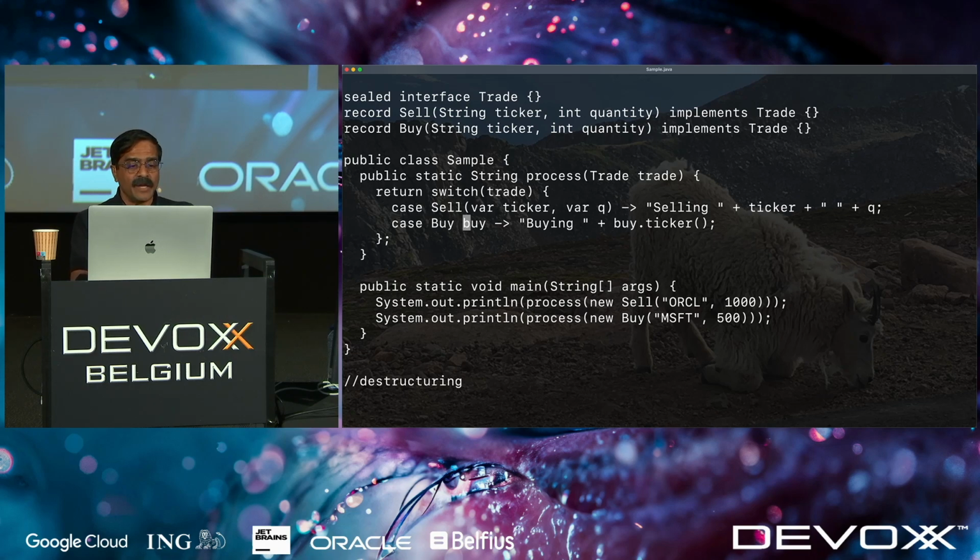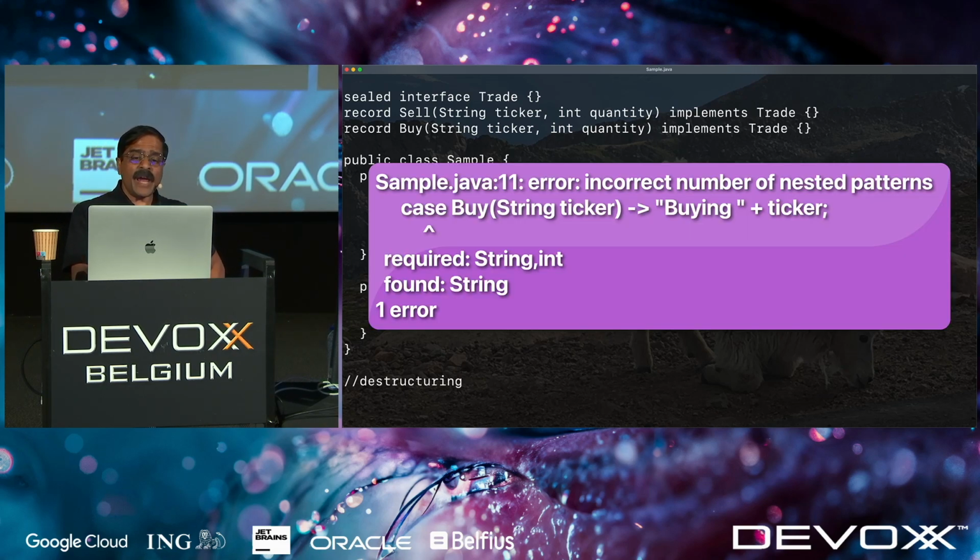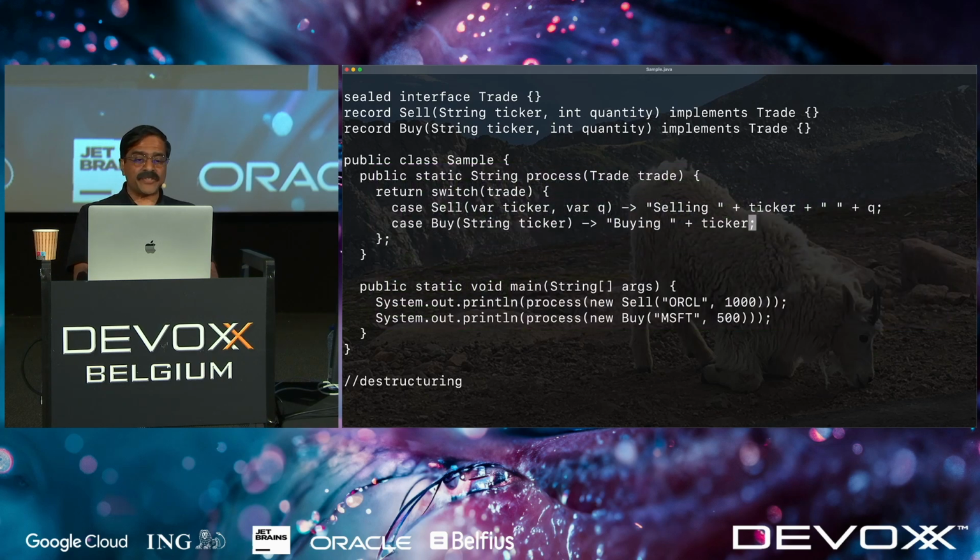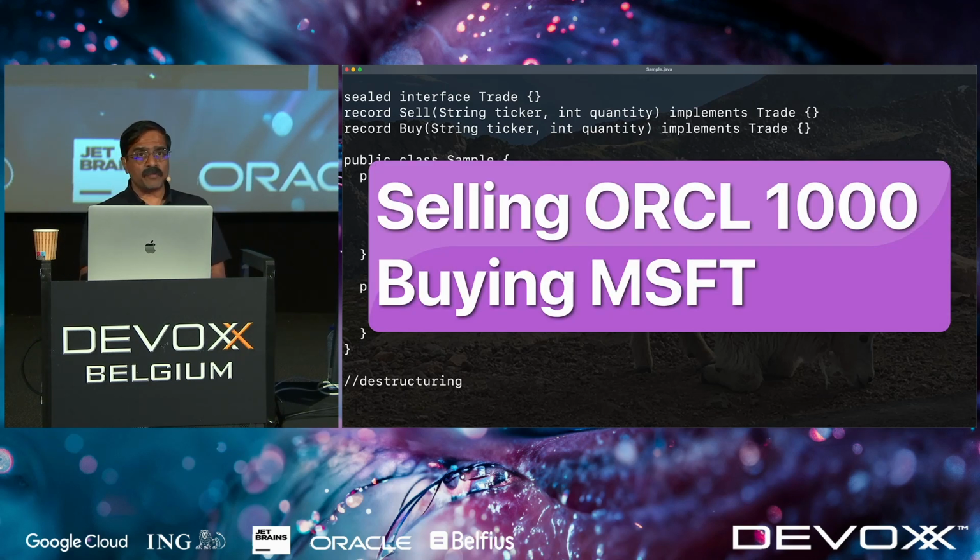For the buy, I'm going to say in here, let's say string ticker, and I'm going to use the ticker like so. Unfortunately, that does not work. Why not? Because it says you have an incorrect number of nested parameters. Oh, darn it. I'm going to say int quantity, and when I run the code, you can see that worked.